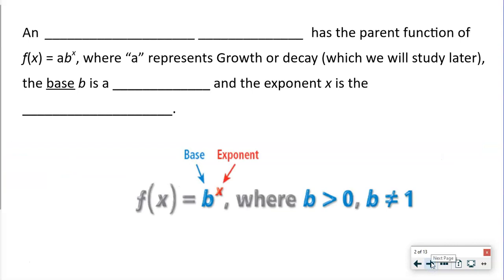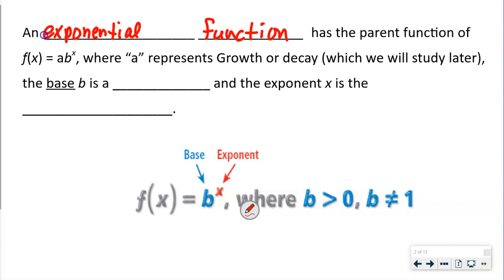An exponential function has the parent function of f of x is equal to a times b to the x, where a represents growth or decay. Actually, where b represents growth or decay. We'll study that later. The base b is a constant, and the exponent x is the variable.